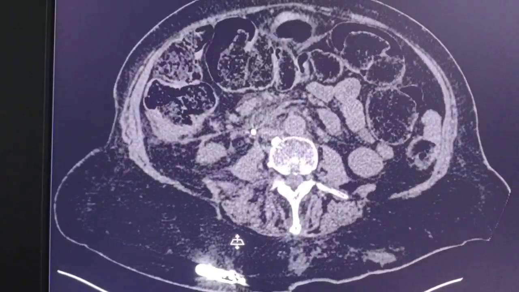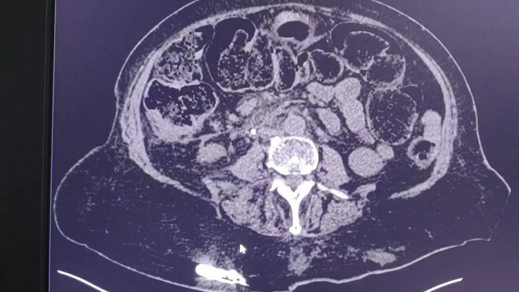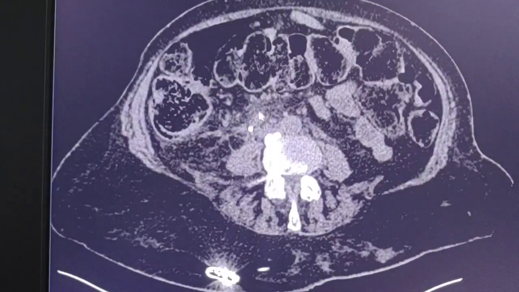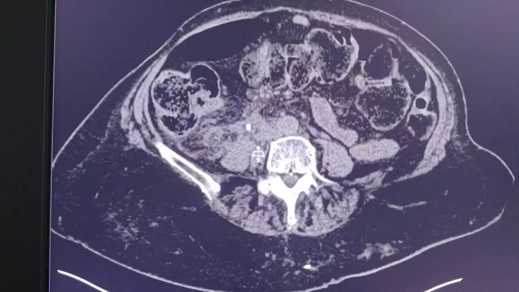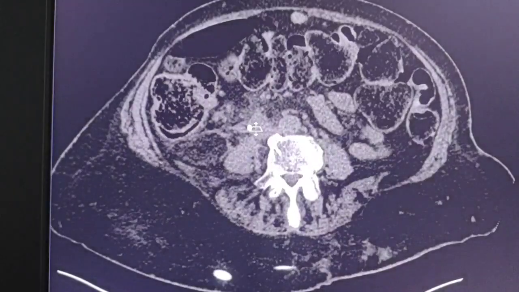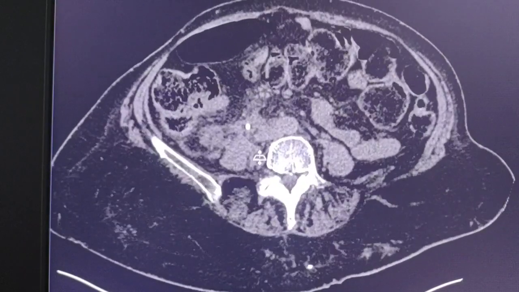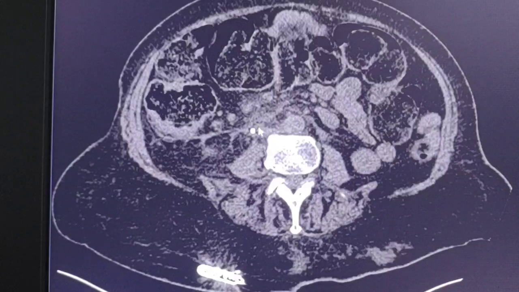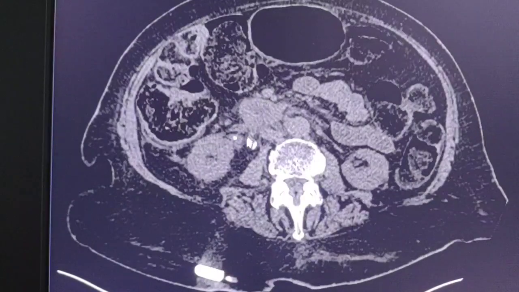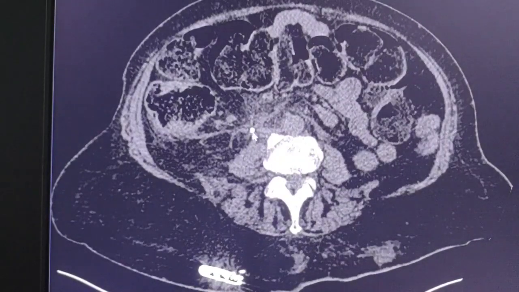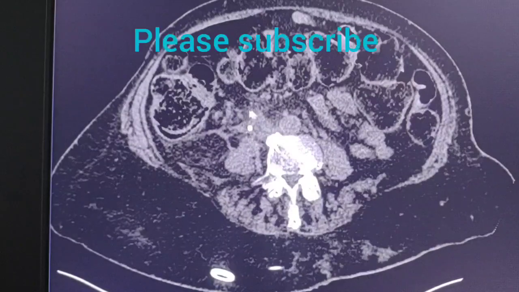I would like to show the findings here and the complications of this malposition or migration. We don't really know the cause why the upper aspect of the right ureteric catheter is not in the right renal pelvis, but anyway, this is the culprit cause of this situation.